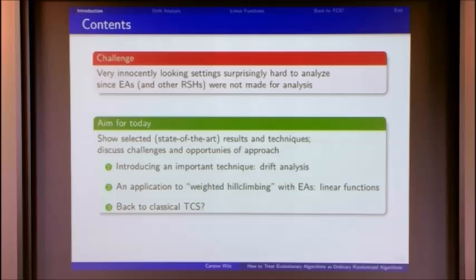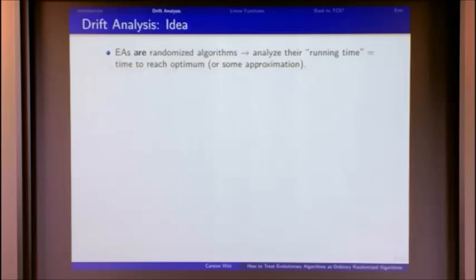So let me start by explaining what drift analysis is about. First of all, when we take an evolutionary algorithm, we say it's a randomized algorithm. It has some input, it has some output, it will stop after a while when we have a stopping criterion. So in principle, we should be able to define something that is called running time, and that would be the time until this algorithm has found an optimum to the problem, assuming a discrete problem. Or when the problem is very hard, an NP-hard problem, then we might be interested in arriving at a good approximation of the optimum.